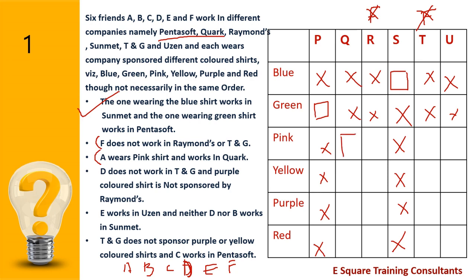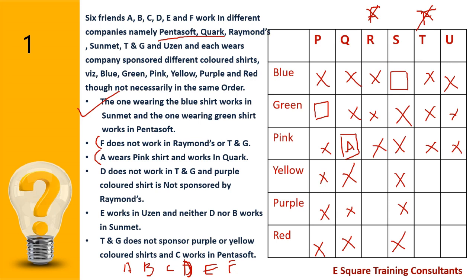So I'll put a box and put A inside. So all I'm going to do here is taking the box and leaving the alphabets inside. So again I can put a cross over horizontally as well as vertically, which means pink is not sponsored by any other company, and Quarks does not sponsor any other color shirt.